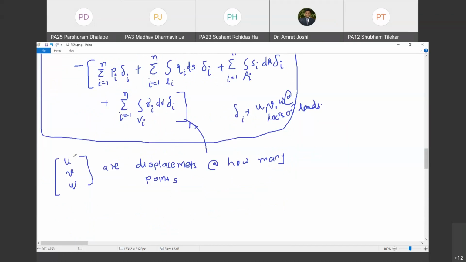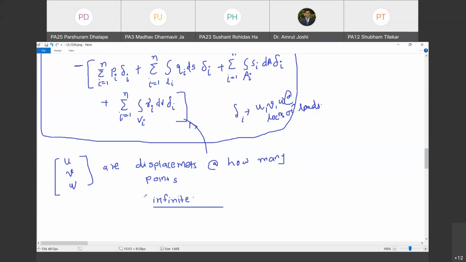So now tell me, to solve for the displacement at infinite points, how many equations do we need? We will require infinite equations. Do you agree with me? We would have to solve infinite equations to get infinite unknowns. So that's not possible. So now let us see what we are going to do.